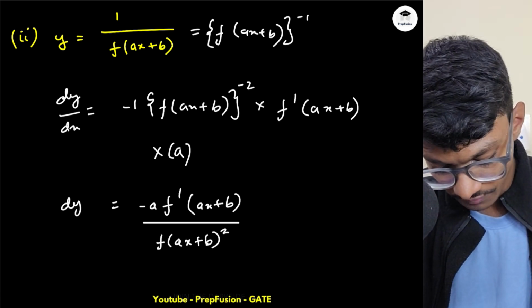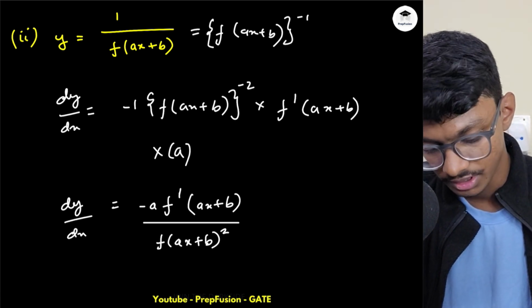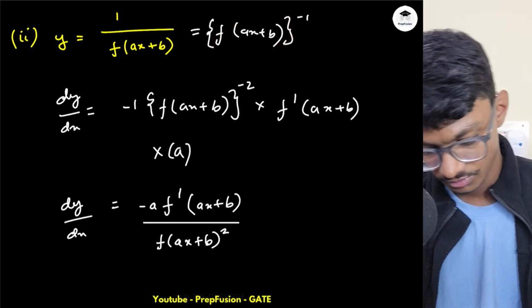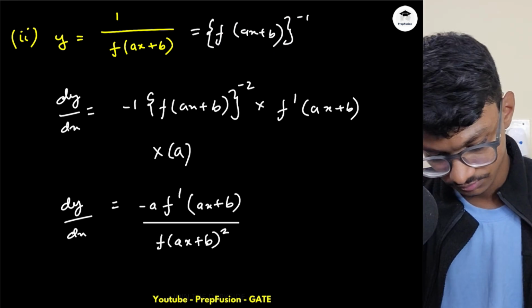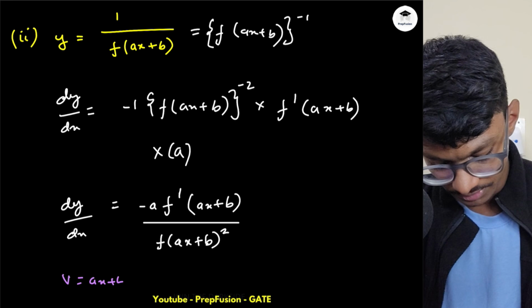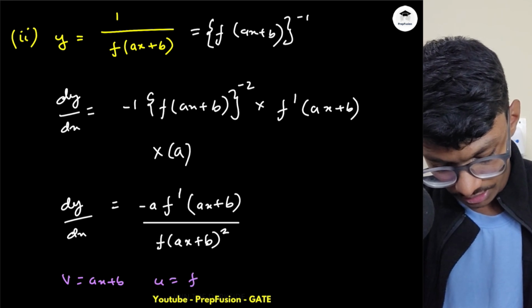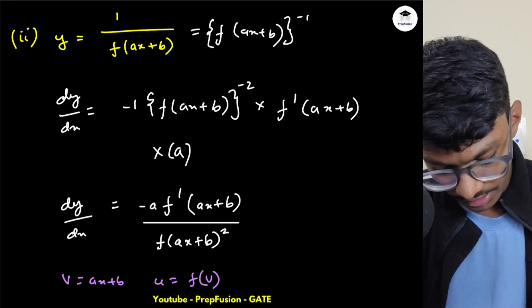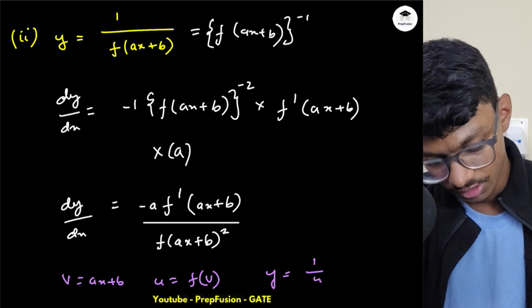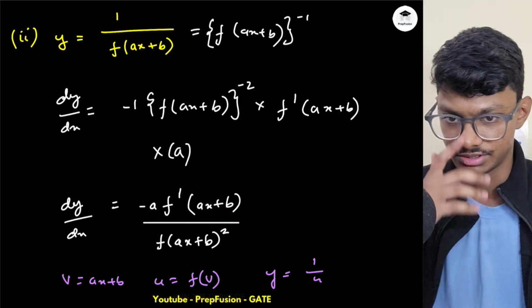Or how you could have done, you solve it for yourself. You use the method of substitution. Okay, so what do you do? You assume that v is some function ax plus b, then u is f of v, and my y is u raised to power minus 1 or 1 by u. Okay, and you can apply the chain rule here, right? You can apply the chain rule here, your wish.